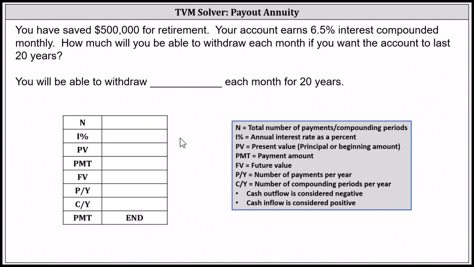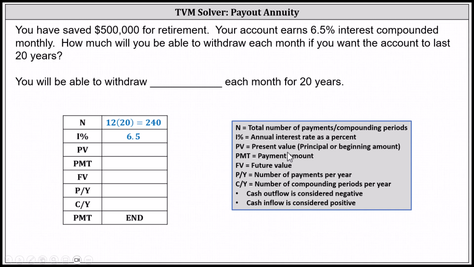When using a TVM solver, capital N equals the total number of payments or compounding periods. In this case, because the interest is compounded monthly and the withdrawals are also monthly for 20 years, capital N is equal to 12 times 20, which equals 240. I% is the annual interest rate as a percentage, not a decimal. Because the account has an APR of 6.5%, I% is 6.5.